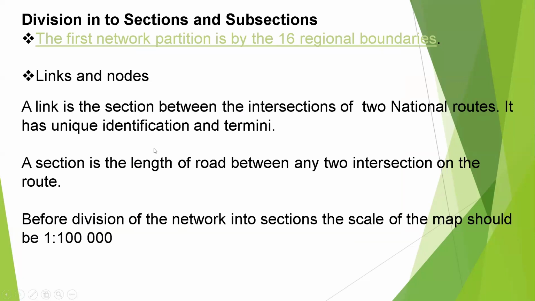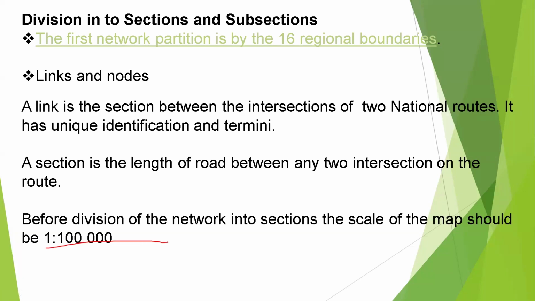So then we have what we call links and nodes. The distance between two national routes is a link, and any two termini or nodes, any other highway road joining that link, is a section. So before partitioning, the network is divided. The map scale is 1:100,000.